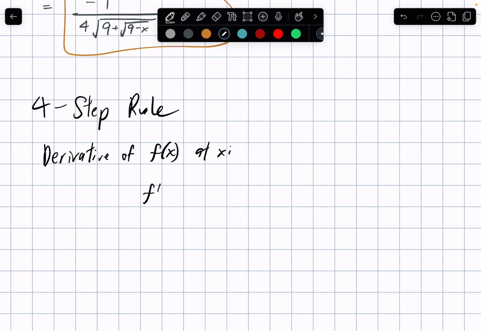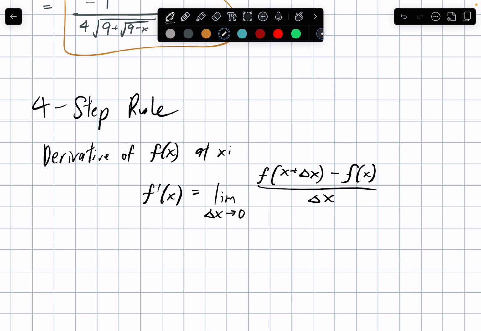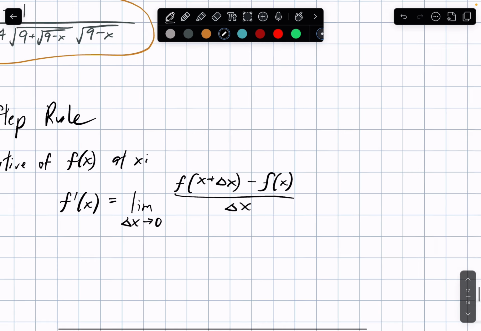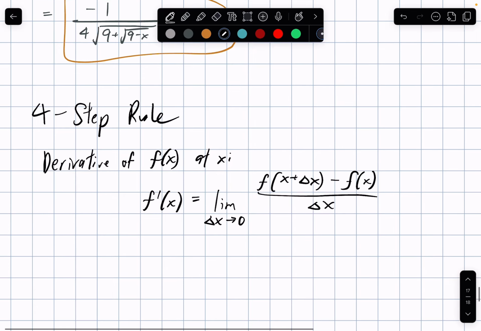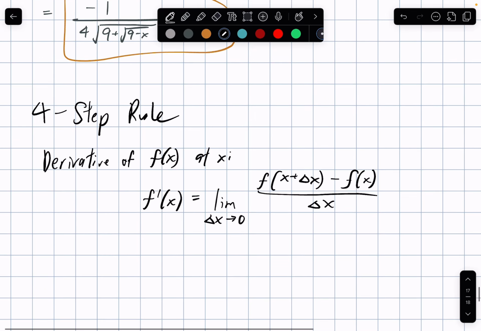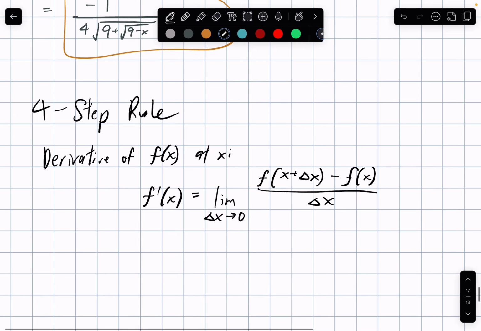So derivative of f of x is equal to the limit as delta x approaches 0 of this minus f of x divided by delta x. So how's that relevant? These are the instructions.